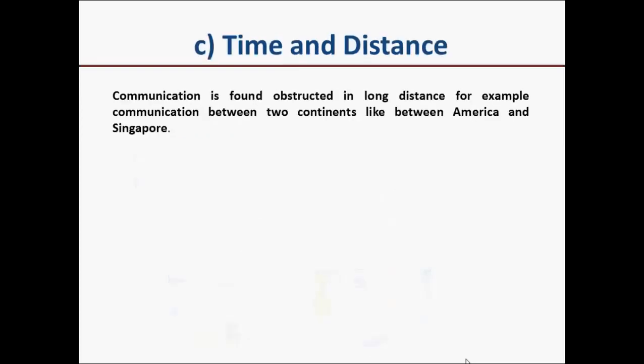Time and distance, communication is found obstructed, meaning it stops. In long distance, for example, communicating between two continents, like between America and Singapore. Singapore is not a continent, but that's fine. And proper time, the time is not suitable. That's bad communication. Sometimes it's not time for this. Okay, sometimes somebody goes and asks for something, there's another time. Okay, if you insist, you're not gonna get it probably. Again, it's not time for it. This is not the right time. So it's good to choose the right time.